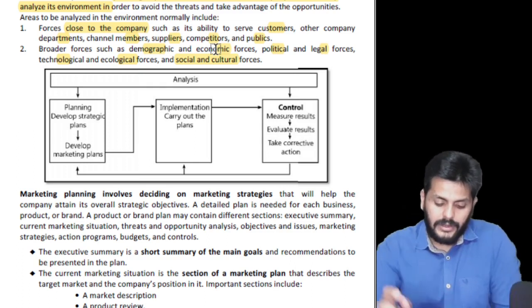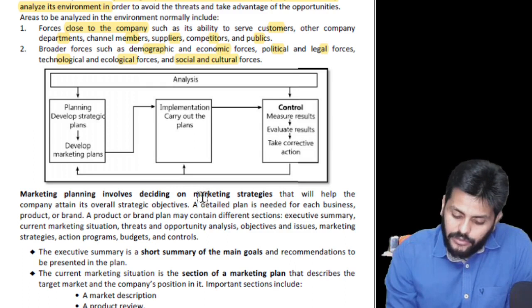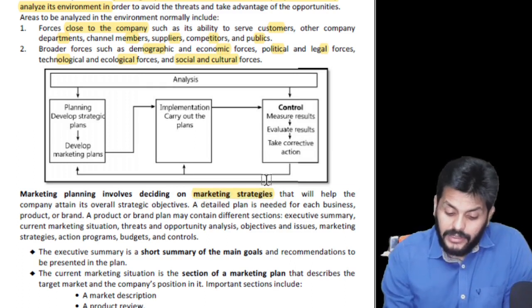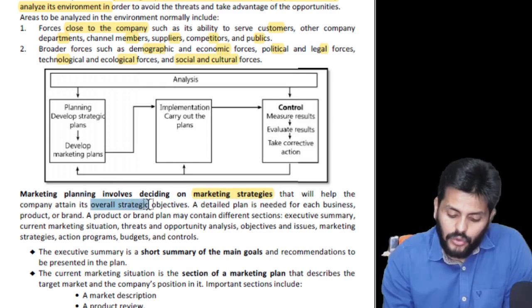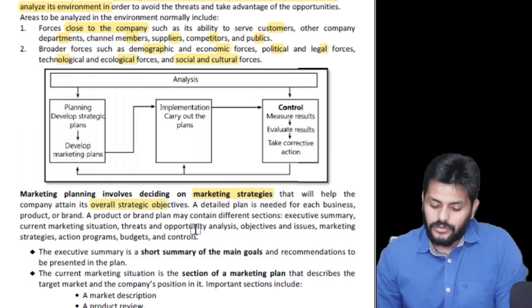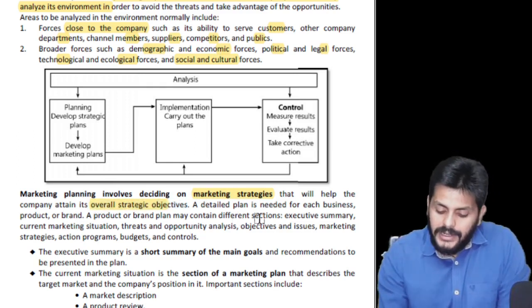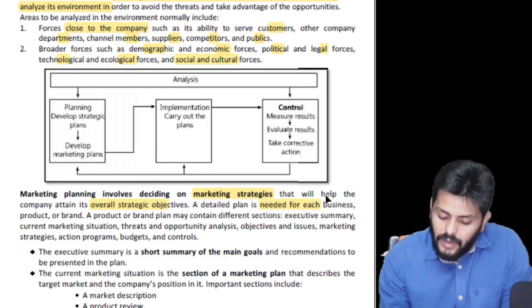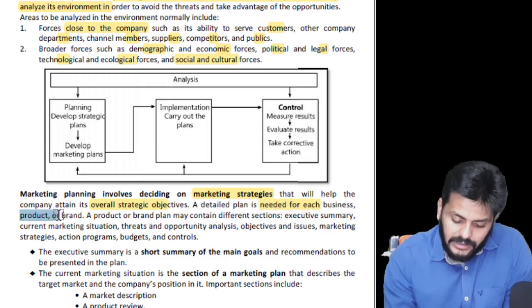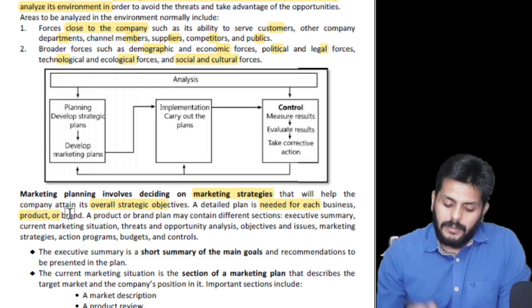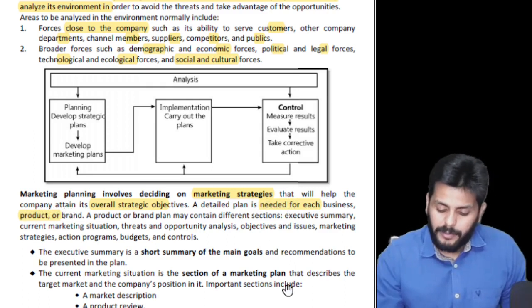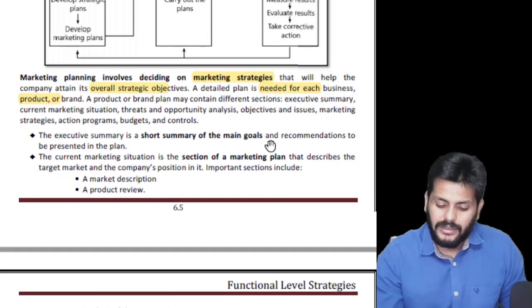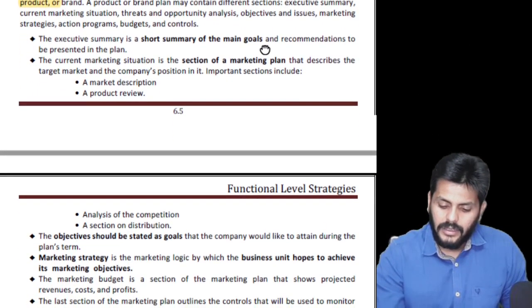Then moving ahead, marketing planning involves deciding on marketing strategies that will help the company in attaining its overall strategic objectives. Sir, for that, what should I do? A detailed strategic plan is needed for each business, product, or brand. A product or brand plan may contain different sections. This is more like preparing a report. What are those? Let's see it here all at once.